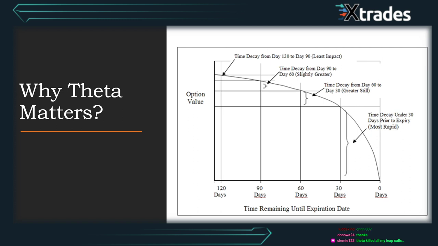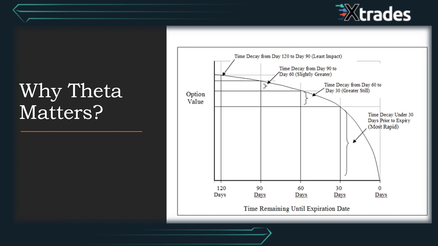We know that the closer an options contract is to expiration, the higher that theta value is, and the faster it's going to be losing that money. Here on this chart, you can see that general curve. It's just a theoretical curve. Actual options pricing doesn't always follow the exact theoretical predicted outcomes that we expect to see, but generally speaking, this is what we see.